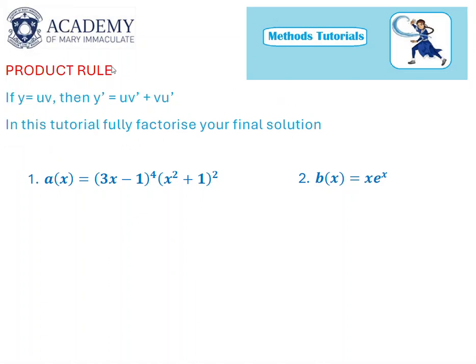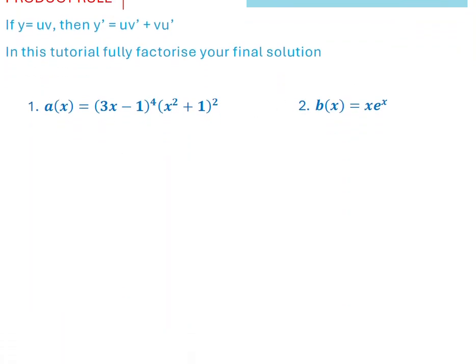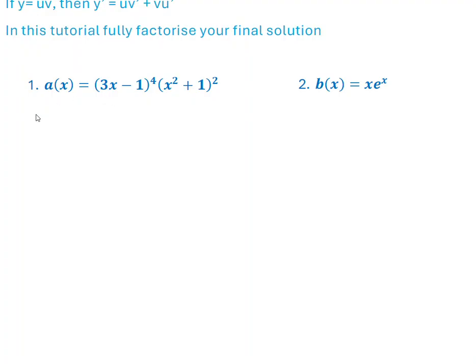So this is for the product rule tutorial, and I'll demonstrate how to take out common factors and simplify the answer. In this case, u is going to equal (3x - 1)^4, and u dash, using the shortcut chain rule, is 4(3x - 1)^3 times 3, so that will give me 12(3x - 1)^3.